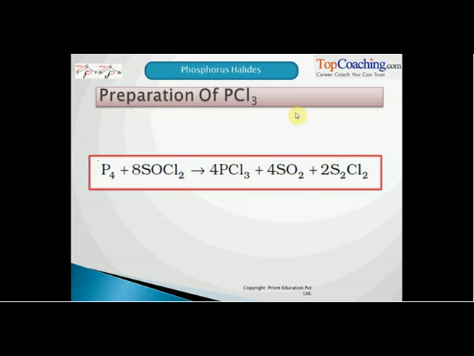Another method of preparation of phosphorus trichloride is when we pass phosphorus over thionyl chloride, right? This is the balanced reaction. So we get a mixture of phosphorus chloride, sulfur dioxide, and sulfurous chloride. So this is one more method of preparation.